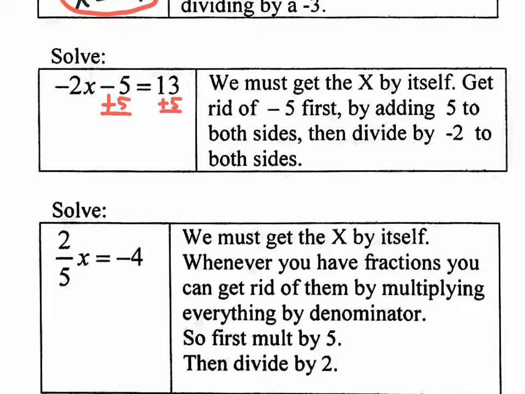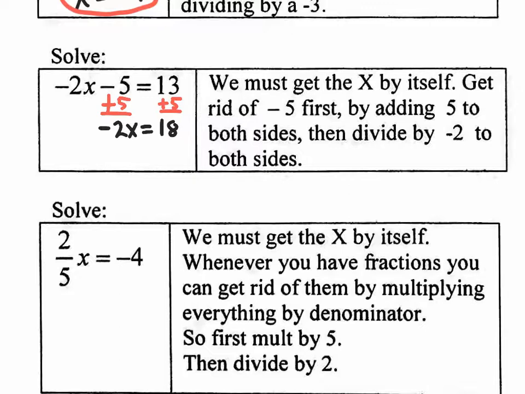So let me rewrite my equation here. I have a negative 2x left over on the left side of the equal sign. On the right side, I have 18. Again, an equation always has two sides. It's the left side of the equal sign and the right side of the equal sign. So we almost have x by itself. What do I need to do next?